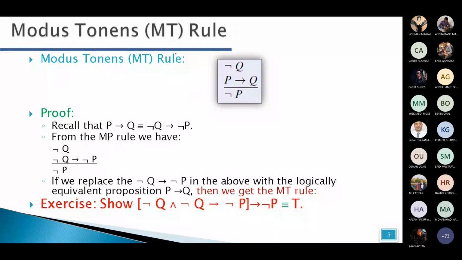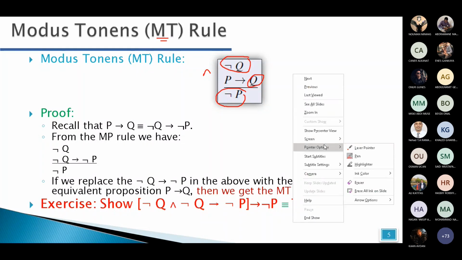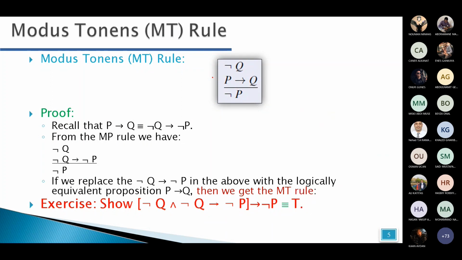Okay, another rule, MT or modus tollens rule. The MT rule says not Q and P implies Q, so not Q with P implies Q, then this will give me not P. So not Q and P implies Q give me as a conclusion not P. So if this one is true and this one is true, then I conclude that not P is true. This is the meaning of this rule, the MT rule.